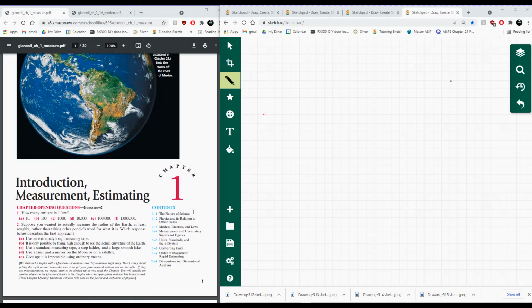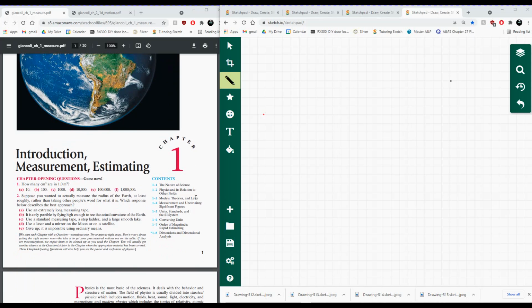1.1 is going to be the nature of science. 1.2 is going to be physics and its relation to other fields. 1.3 is going to be the models, theories, and laws. 1.4 is going to be measurement and uncertainty, significant figures. 1.5 is going to be units, standards, and SI units. 1.6 is going to be converting units. 1.7 is going to be order of magnitude, rapid estimating, and 1.8 is going to be dimensional analysis.